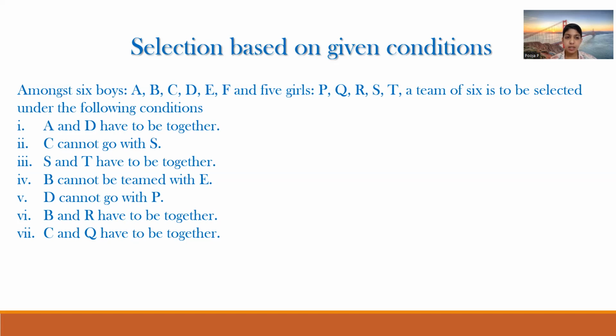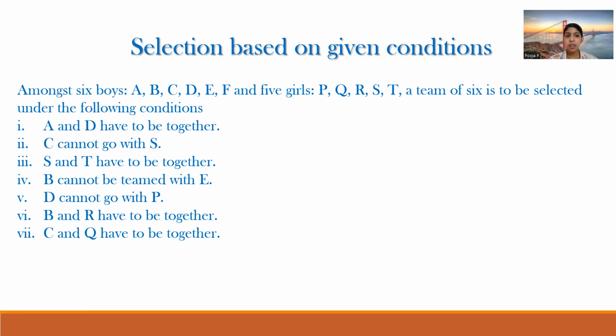Let's say amongst 6 boys, that is A, B, C, D, E, and F, and 5 girls, P, Q, R, S, and T, a team of 6 has to be formed under the following conditions. A and D have to be together. C cannot go with S. S and T have to be together. B cannot be teamed with E. D cannot go with P. B and R have to be together. C and Q have to be together.